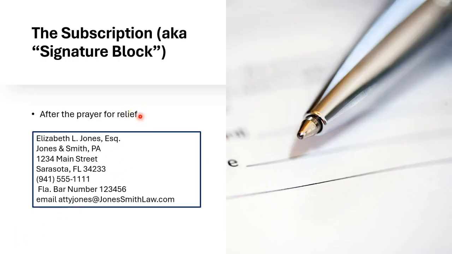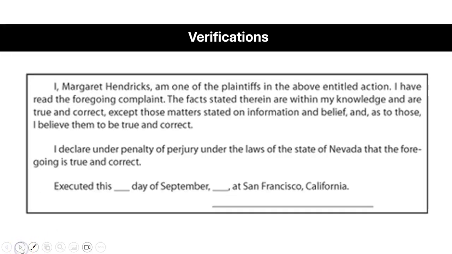All right, the subscription I showed you in that example, the signature block, and that comes after the prayer for relief, Elizabeth Jones, Jones and Smith, blah, blah, blah. And in some cases, there's a verification required. Fraud claims, for example, mistake claims, for example, would have in the complaint at the end, usually after the attorney's signature, a verification for the plaintiff. So to sign off that they've read the complaint, facts are stated with knowledge and are true and correct. And then they sign it.